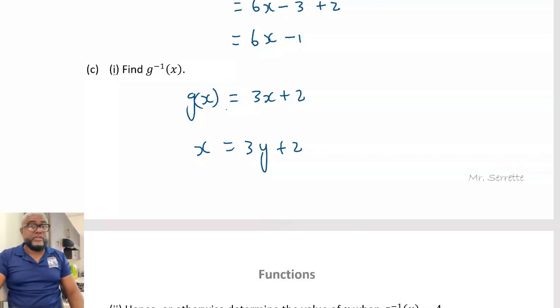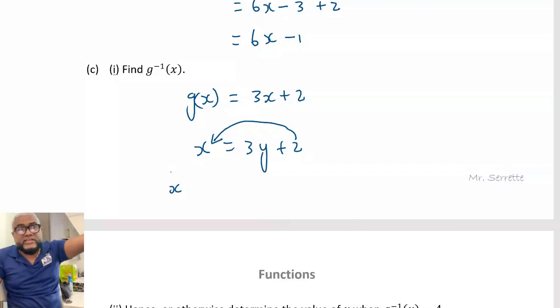When I move the 2 here, what do I do with it? What's the opposite of add? Minus. So what happened here? You've got to put the x first. The x was there. You can't throw away the x. The x was on the left-hand side. Put back the x, so this will be x.